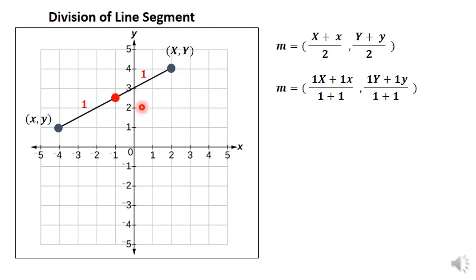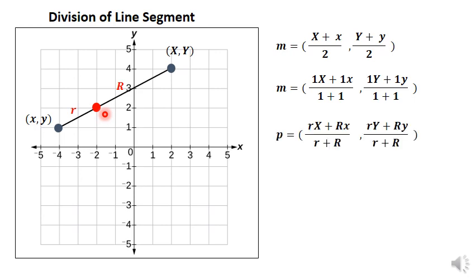Now, assuming that the point is not located at the middle of the segment, so let's say somewhere here, then the segment is now divided into two segments in a ratio of small r to big R. Then we can write the coordinates of this point, let's say the point is P. The denominator is the sum of the two proportions, small r plus big R. While the coefficients of our x's and y's will depend on the location of the point. For example, if this is the big X, then we have the small r here.